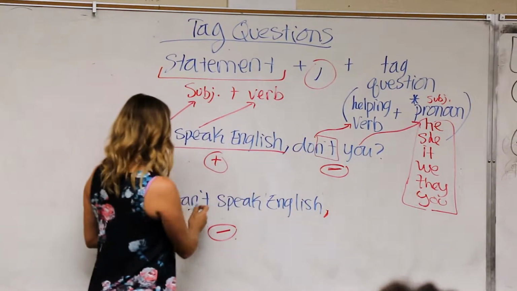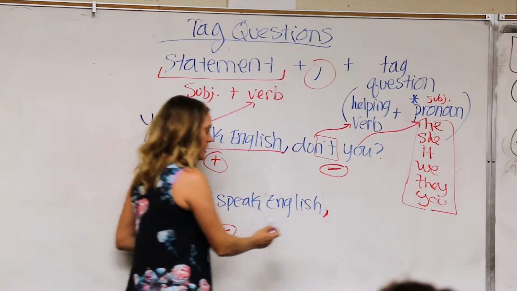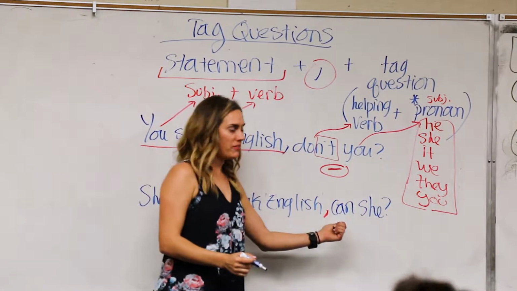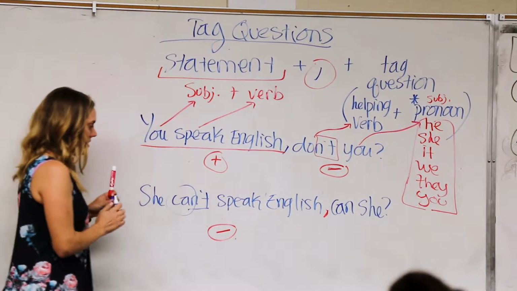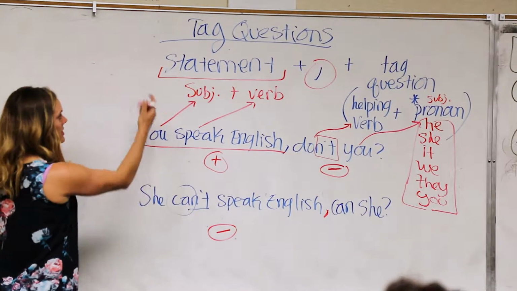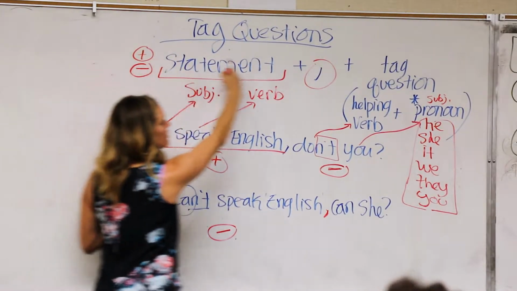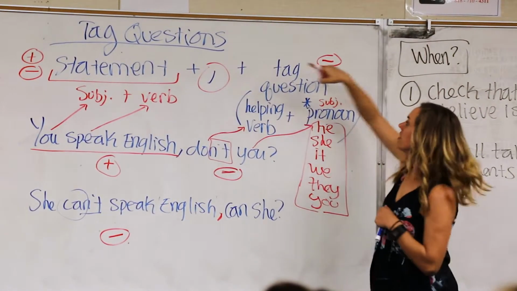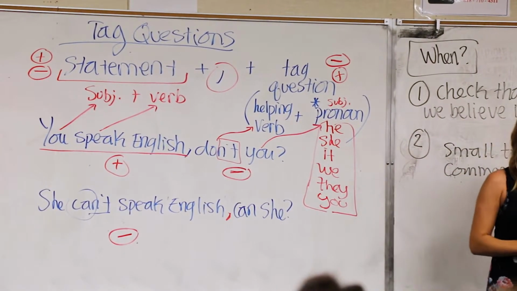So let's use the same helping verb over here. We have to keep the helping verb the same. You just need a helping verb and the pronoun. She can't speak English, can she? Right? Okay, that's it. So you have to remember that. It could either be affirmative or negative. But if this is affirmative, this must be negative. And if that's negative, this must be affirmative. Okay?